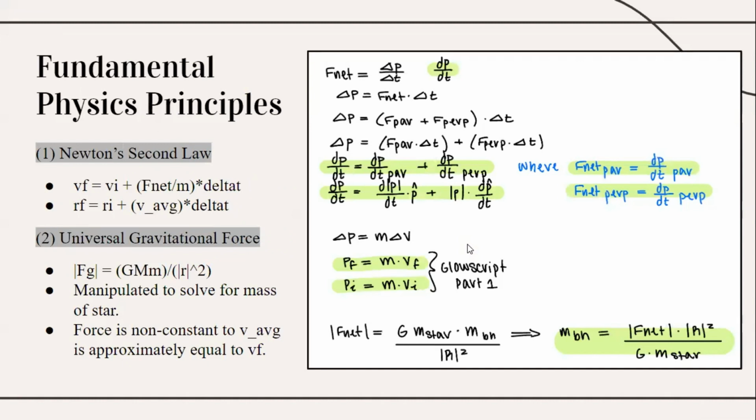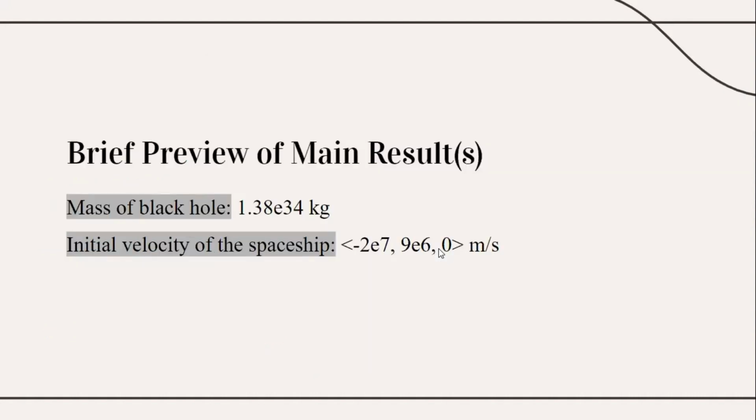Fundamental physics principles. Newton's second law allows us to derive velocity update and position update as seen on the left. Newton's second law also allows us to derive dp/dt through the following derivation steps indicated on the top right of the screen. We use delta p equals mass times delta v to give us two individual momentum equations we later use in the GlowScript code for part 1. The universal gravitational force allows us to manipulate the equation for magnitude of F net seen on the bottom right to solve for the mass of the black hole.